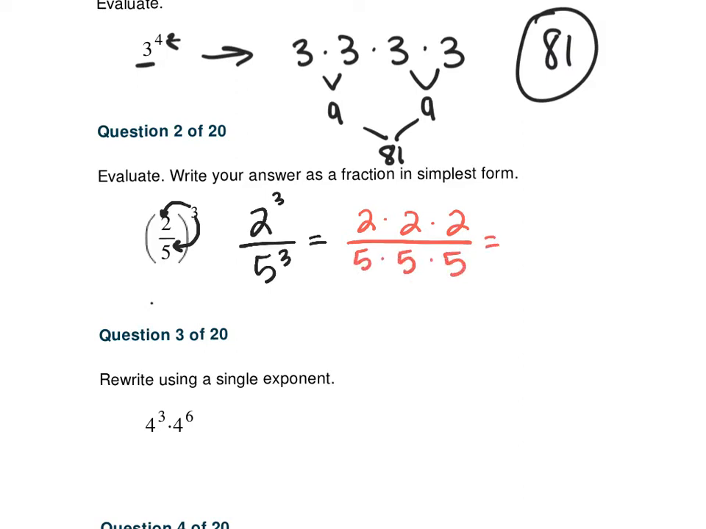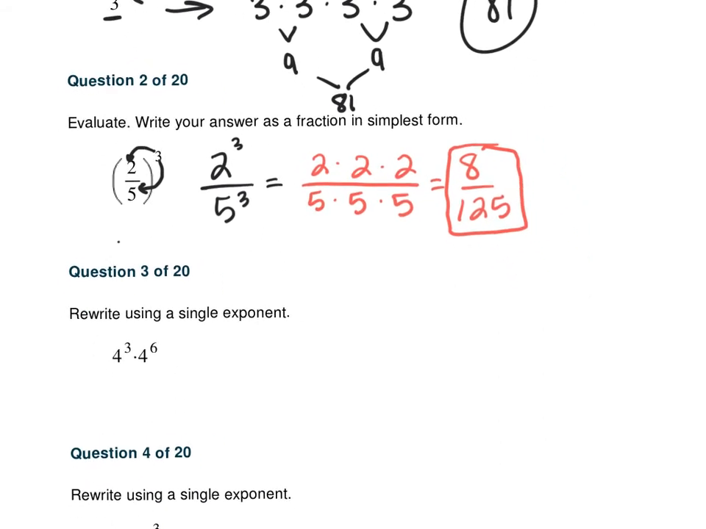So then 2 times 2 times 2 is 8. 5 times 5 is 25, times 5 more is 125. And 8 does not go into 125. My factors of 8 are 1, 2, 4, and 8, and 125 is not divisible by any of those numbers. So 8 over 125 is the simplest form.